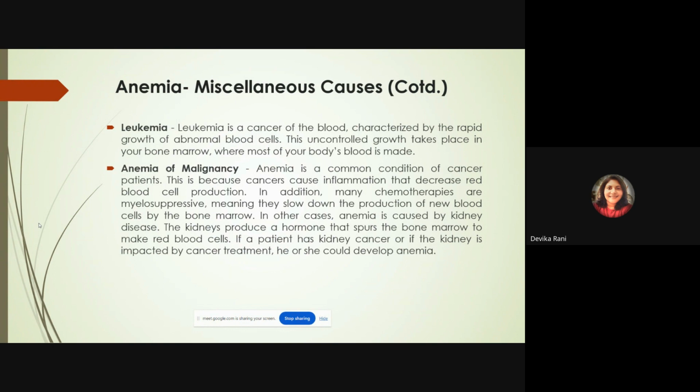And in other cases, anemia is caused by kidney disease. The kidneys produce a hormone called erythropoietin, which you will also read in your endocrine chapter in the third semester. But for now, you can know that the kidneys produce a hormone called erythropoietin, which triggers the production of red blood cells. So if there is any issue, if there is cancer in the kidney, that is also affected. So they could develop anemia.